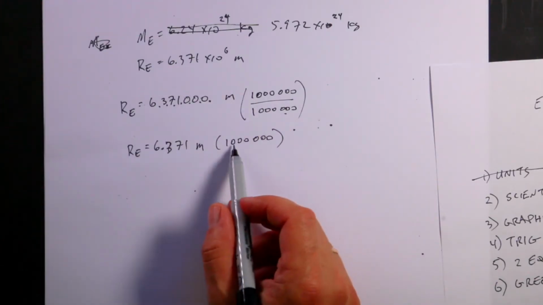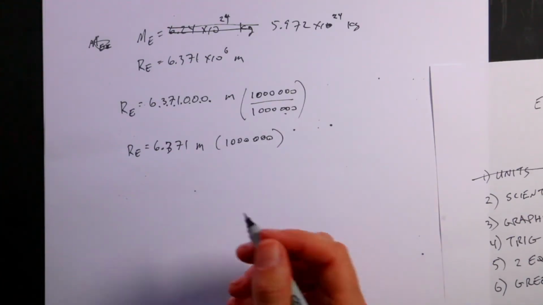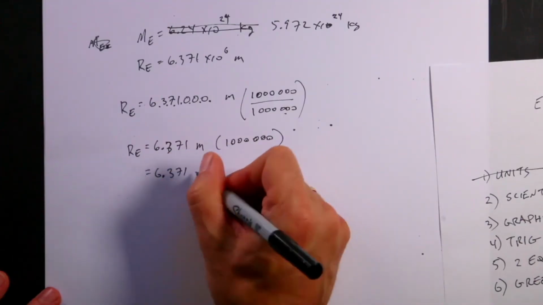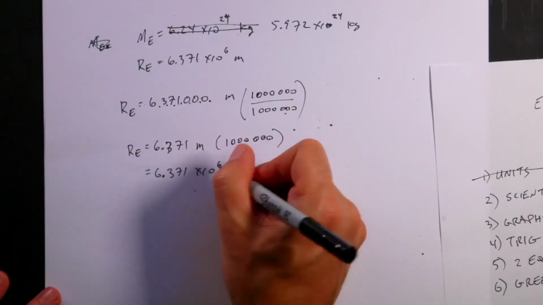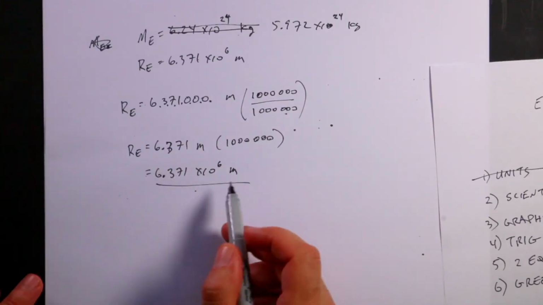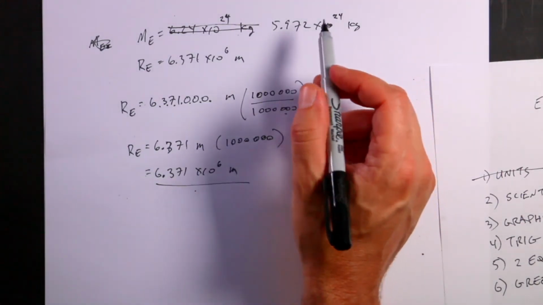Okay. And then I can write this as just 10 to the 6th, right? So there's 1, 2, 3, 4, 5, 6. So it's 10 to the 6th power. So I can write this as equal to 6.371 times 10 to the 6th meters. And that's it. That's scientific notation. This is a way to write really big numbers or really small numbers.